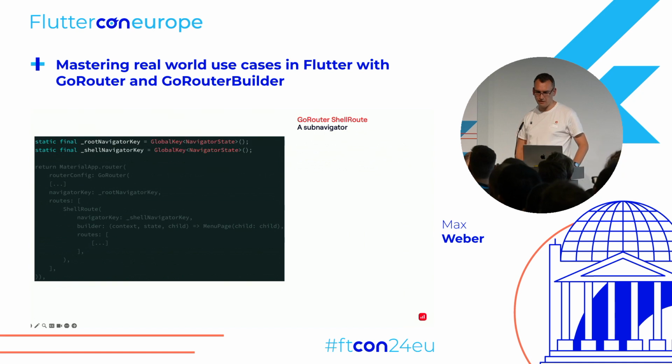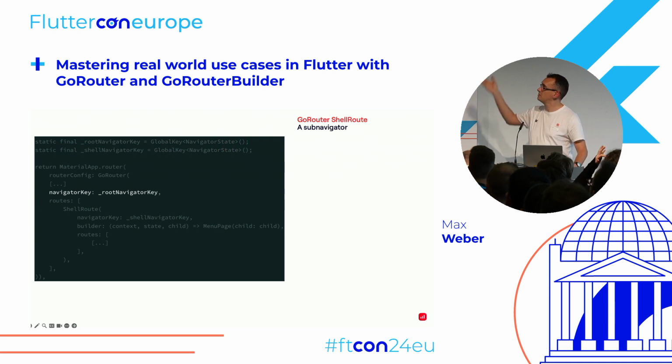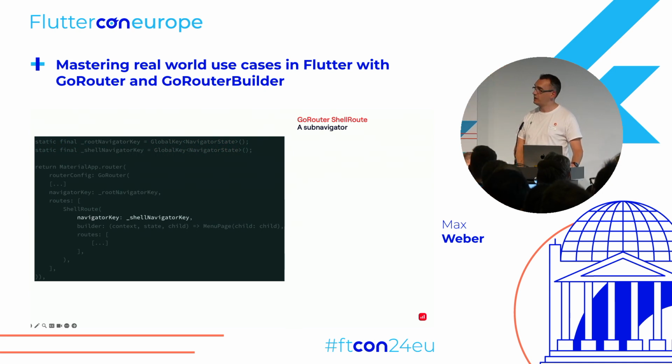So how do we do that in shell routing? The cool thing is, first of all, that we work with keys. And there comes also the benefit. If you only have one file, you have directly access to all of that. And what we do is you say that the root navigator has the root navigator key. And in the shell, you give it an own navigator key. In this case, the shell navigator key. Cool. And with that, you build a shell route.